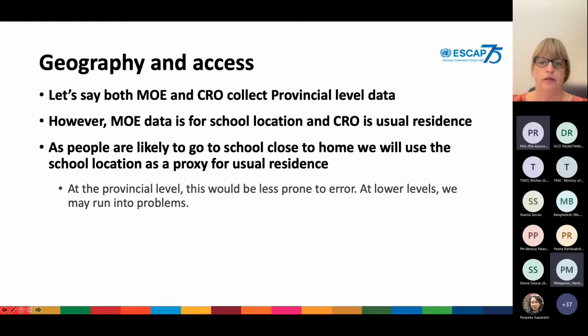As people are likely to go to school close to home, we'll use school location as a proxy for usual residence. Especially if we do our analysis at the provincial level, this is less prone to error. People might move within a province, but even if they move, say, district to district, it doesn't affect our analysis too much because we're looking at a provincial level. If we did look at, say, district or even division levels, we might run into more problems with this proxy and people moving around between, say, birth and school enrollment.